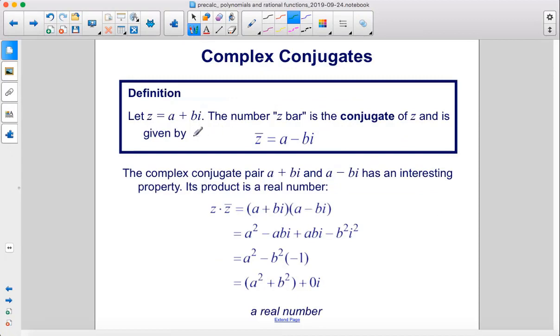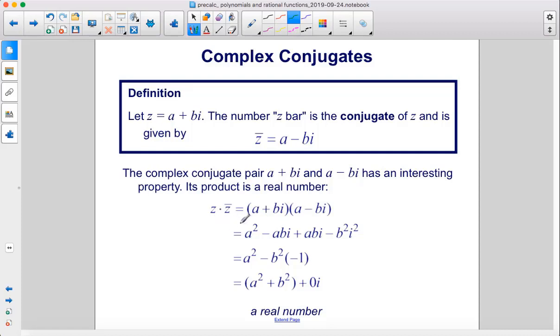Let z equal a plus bi. The number z bar is the conjugate of z and is given by a minus bi. The complex conjugate pair a plus bi and a minus bi has an interesting property. Its product is a real number.